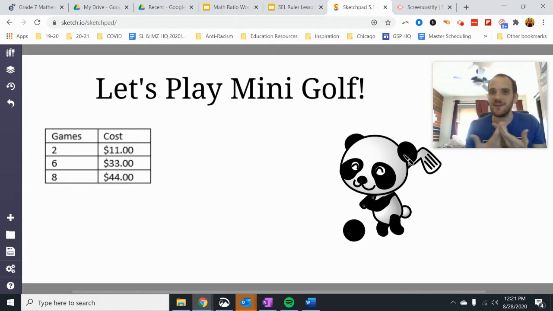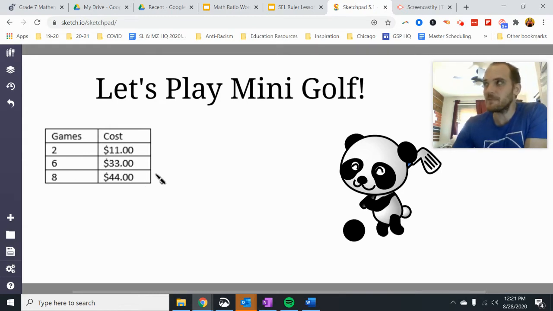So, I heard that some of you don't love bowling. That's fine. Today, hopefully, you love mini golf because we're going to play some mini golf, which is exciting. So take a look. I found this mini golf course in Oakland, and this was the games and cost. 2 games cost $11, 6 games cost $33, and 8 games cost $44.